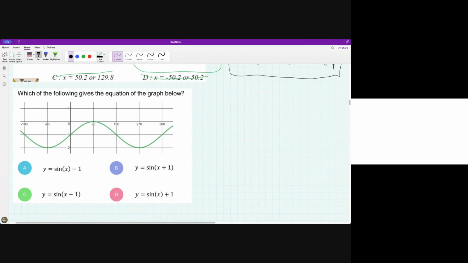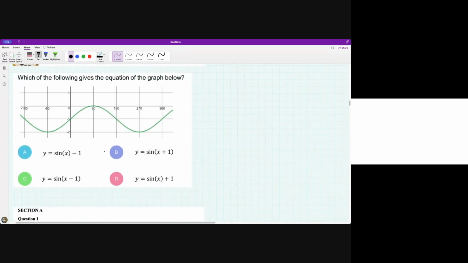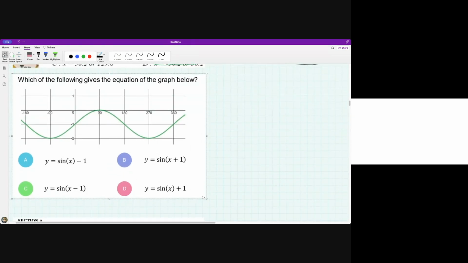Okay. Which of the following gives the equation of the graph below? Thank you for your votes. Cullen, Bukle, Naledi, Sisipo, Tandiwe, Tamia, Bukle, Akwande.